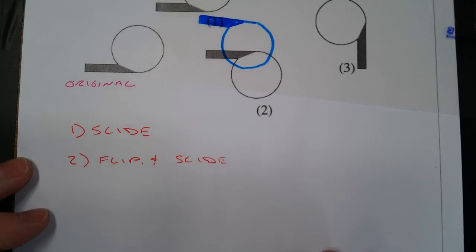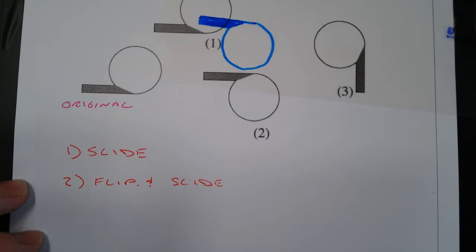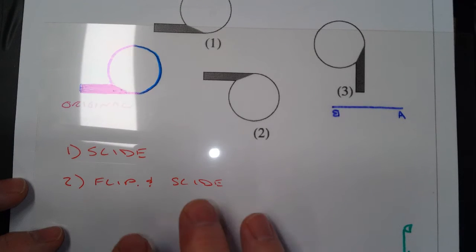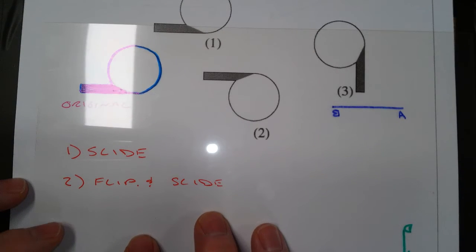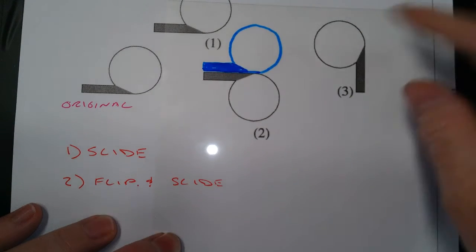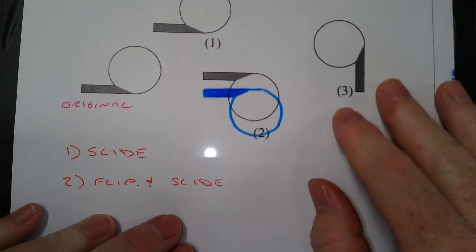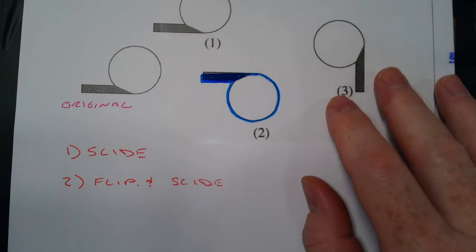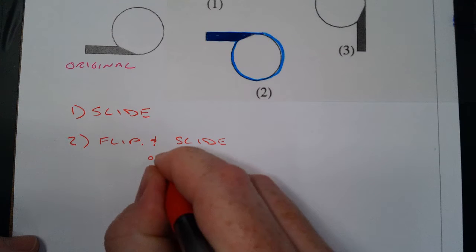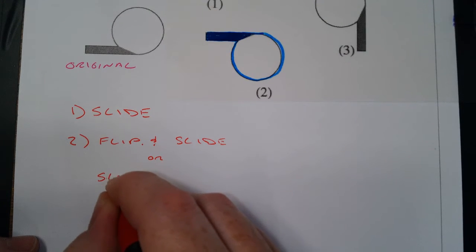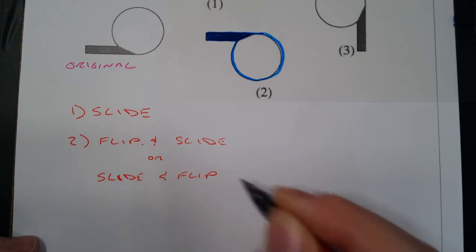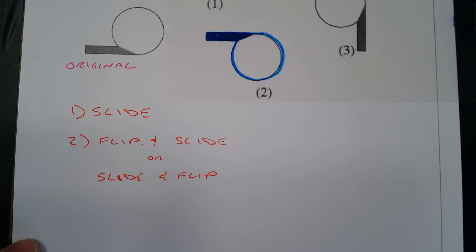Now, some of you who are paying extra attention might say, Mr. Baird, what if you slide first? And I'm like, yeah, that'll work, because I can slide it like this, and then after I slide it, I flip it over. So for number 2, you can do a flip and a slide, or a slide and then a flip. For this transformation, it does not matter what order you do it in.